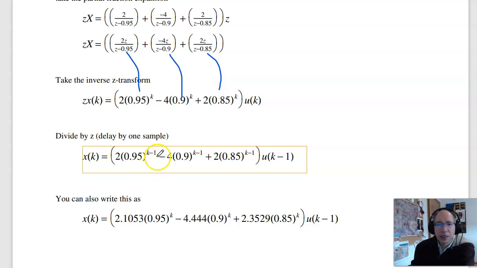There's another way. What I can do is pull that minus 1 out, so that's 2 over 0.95 times 0.95 to the k, minus 4 over 0.9 times 0.9 to the k, plus 2 over 0.85 times 0.85 to the k. This is the same answer, just a different way of writing it. Either one's correct.